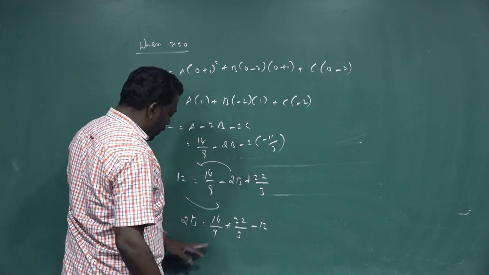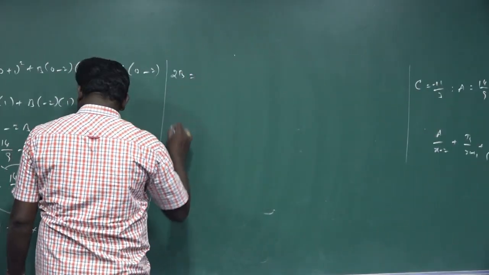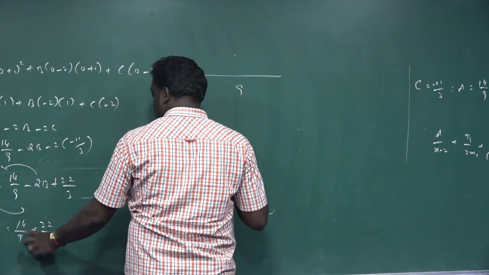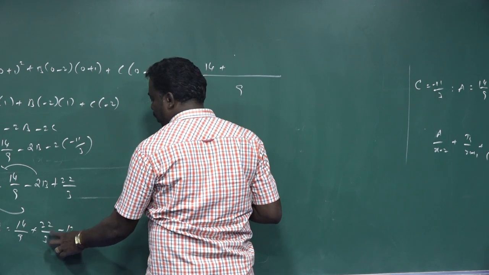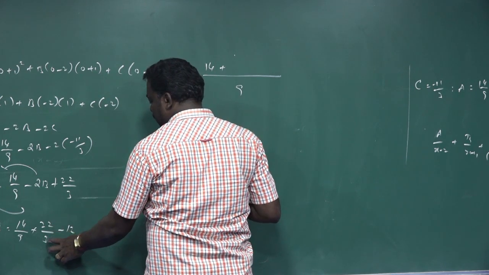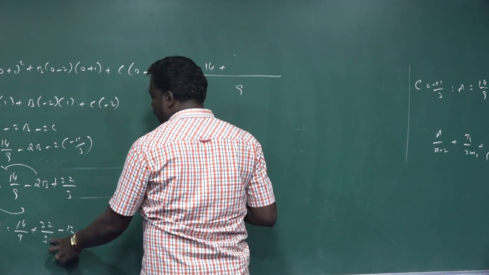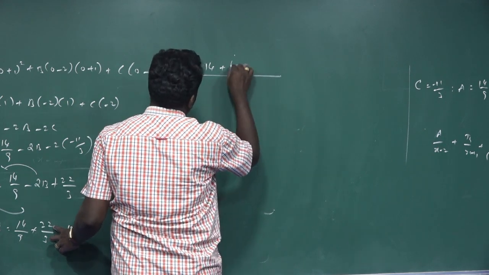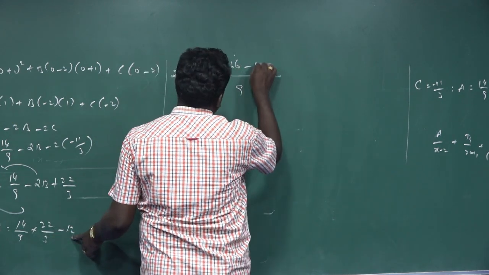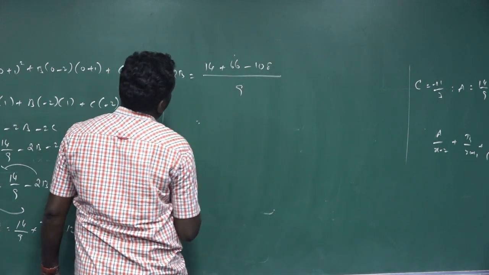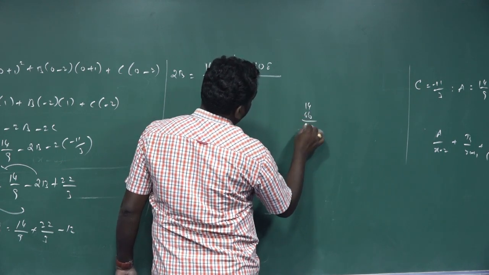Now we have to take the common denominator equal to 9. Therefore 2b is equal to, 9 is the common denominator, 14 as it is. For 22 by 3 we have to multiply by 3, then only you can get 9. Therefore 3 multiplied with 22 is 66. Then 9 multiplied with 12 is 108. And that is equal to, add the terms, 14 plus 66, that is 80.